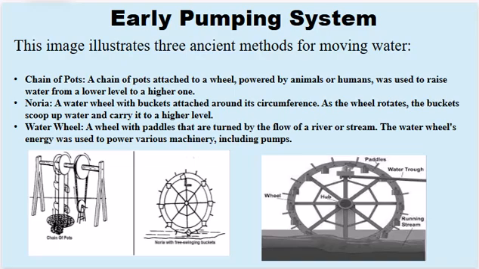Water wheel. This system involves a large wheel with paddles attached to its rim. The wheel is turned by the force of a flowing stream or river, which pushes against the paddles. The rotation of the wheel can be used too.